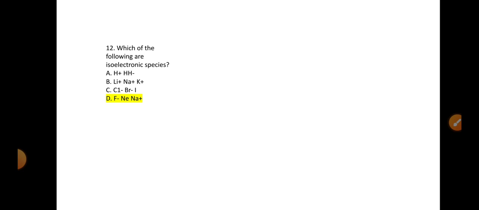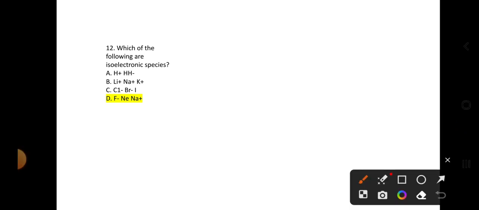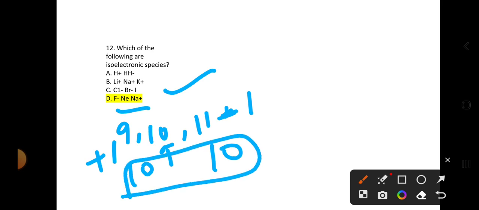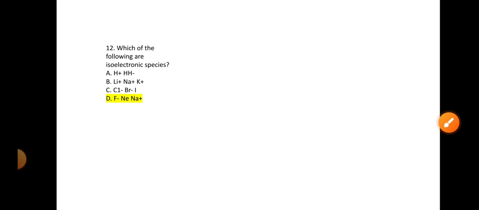Which of the following are isoelectronic species? That is basically having the same number of electrons. So calculate their atomic number first. Hydrogen, helium, lithium, beryllium, boron, carbon, nitrogen, oxygen, fluorine 9, neon 10, sodium 11. So 10 will be 10. F minus, if there is minus then add 1 electron, it will become 10. If there is plus, subtract 1 electron, then it will be 10. So all of these are having 10 electrons, therefore they will become isoelectronic.